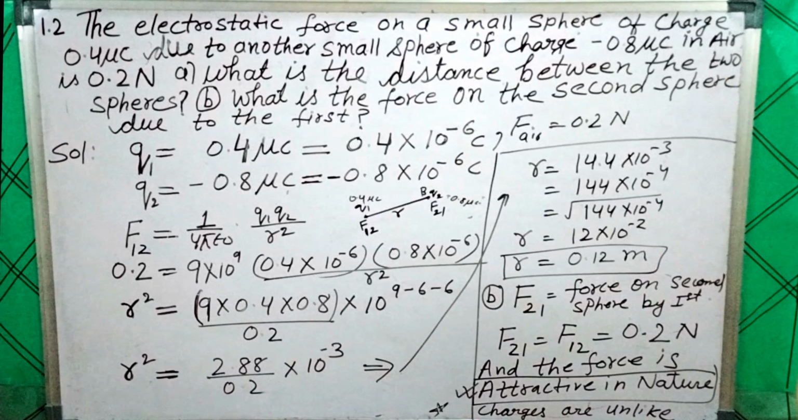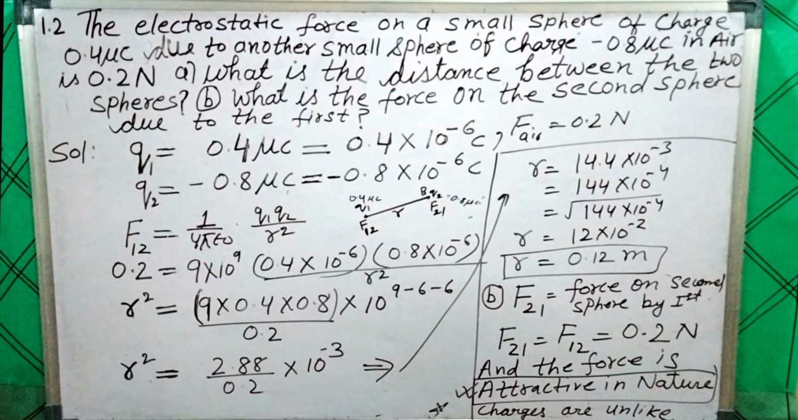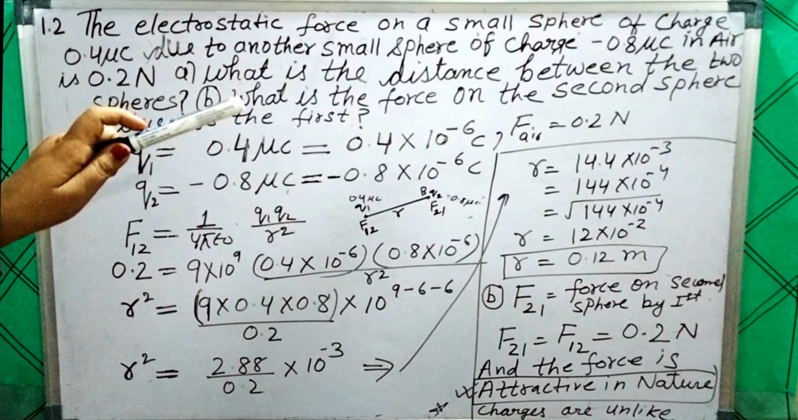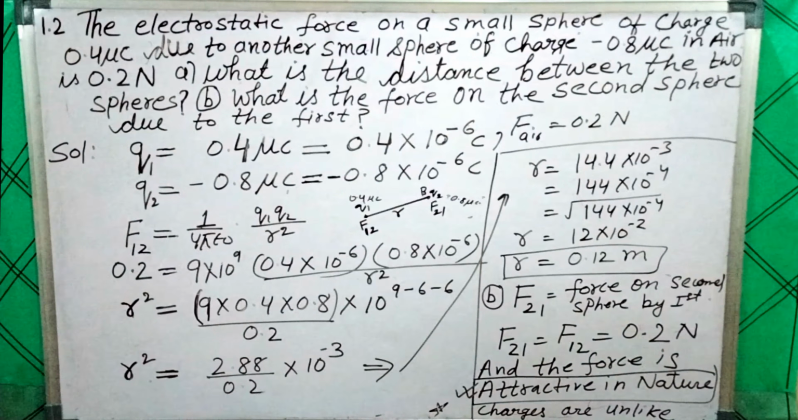And the second problem is, the electrostatic force on a small sphere of charge 0.4 microcoulomb due to another small sphere of charge minus 0.8 microcoulomb in air is 0.2 Newton. What is the distance between the two spheres?